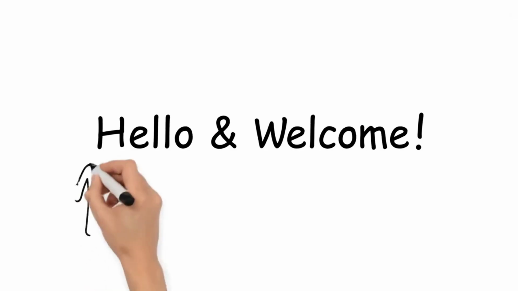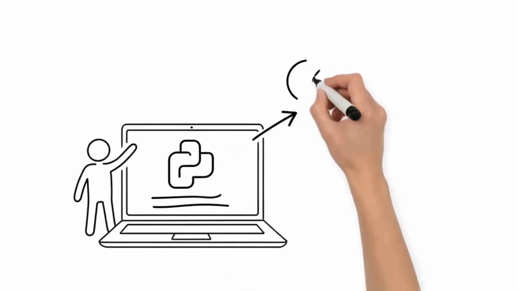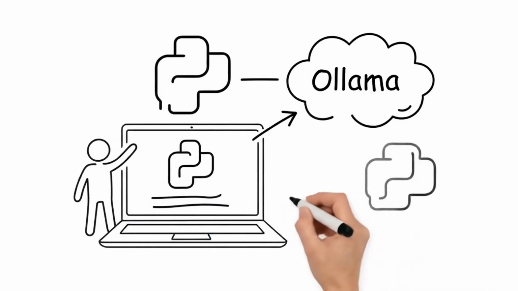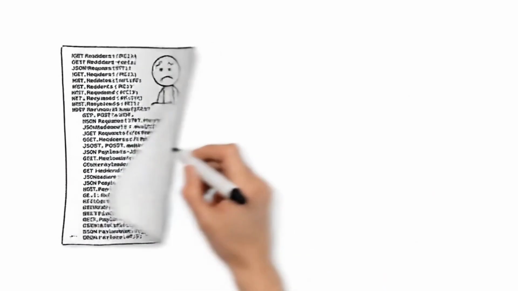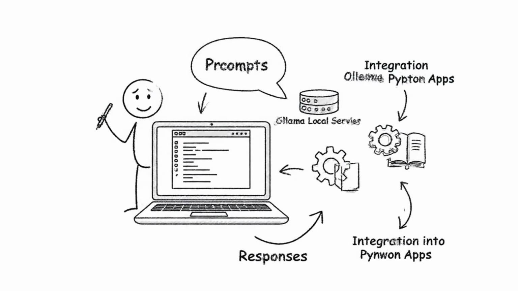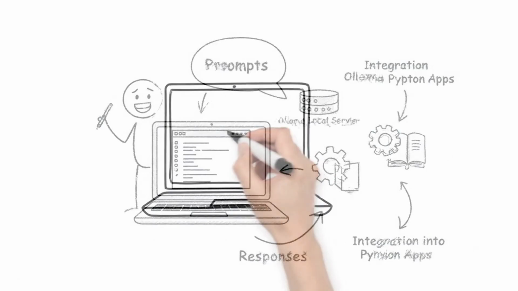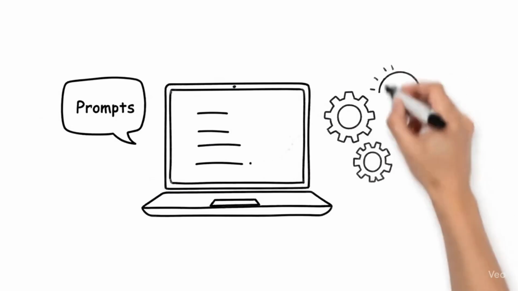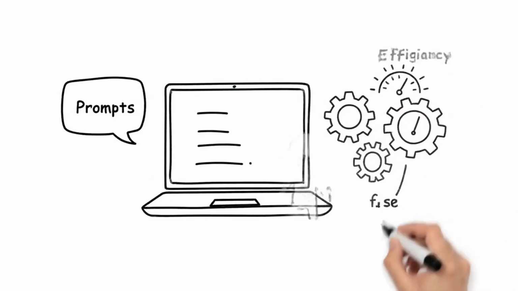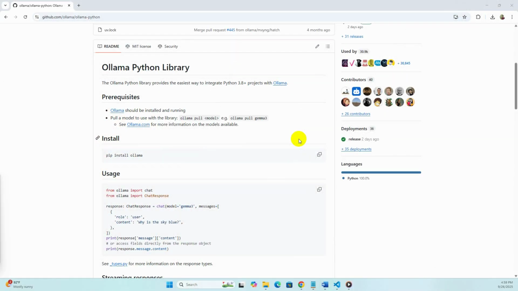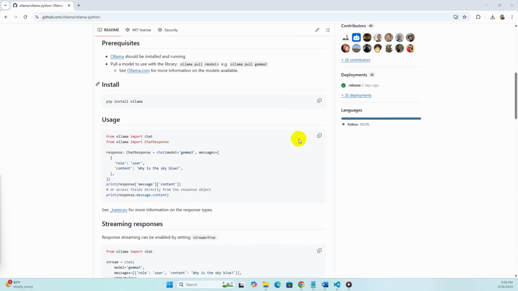Hello, welcome. In this tutorial, we'll learn how to use the Ollama Python package to connect your Python projects with Ollama. Instead of writing raw HTTP requests, this package gives you a simple client for interacting with Ollama's local server. It makes running prompts, handling responses, and integrating AI into your Python applications both easy and efficient. We'll walk through importing the library, initializing the client, sending a prompt, and reading the model's response.